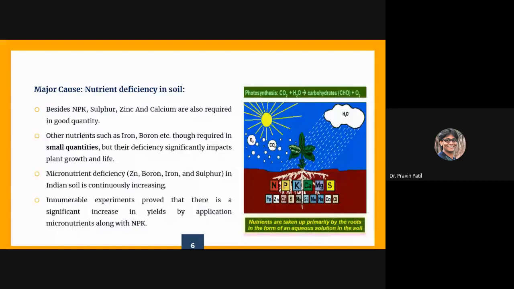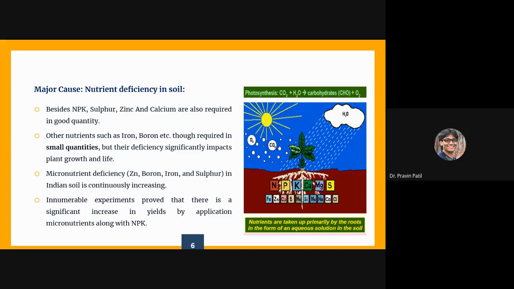So that is why, since we are trying to exploit the soil, exploit the land by harvesting more and more crops day by day, we are not allowing the soil to get nurtured naturally. And in the process, several nutrient deficiencies are forming.